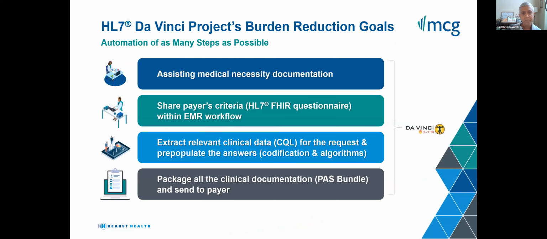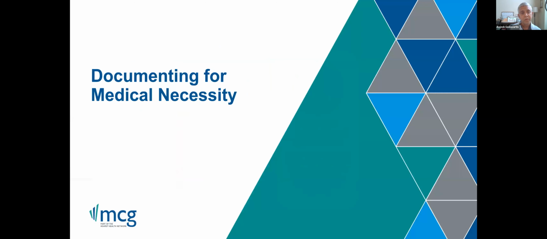With that, just to highlight the HL7 Da Vinci, where the MCG solution fits in the big umbrella: we assist in the medical necessity documentation. We share this through the payer's criteria in terms of compiling the evidence of all the things that you will see shortly. We have the capabilities to extract relevant clinical data for any particular guideline, and we package all this information to the payer. These are all capabilities that are part of our solution. So with that, let me hand off to Lisa, who will take you through a deeper dive of how we document this process.